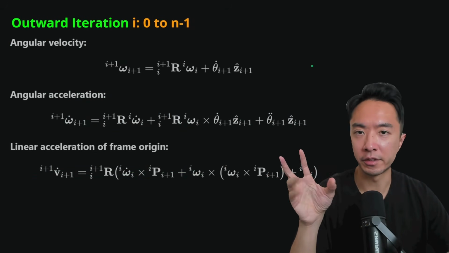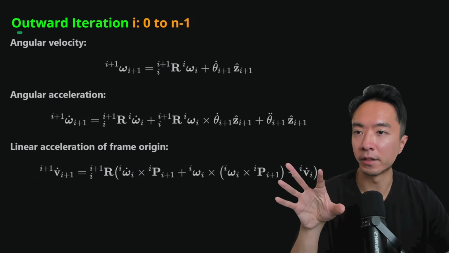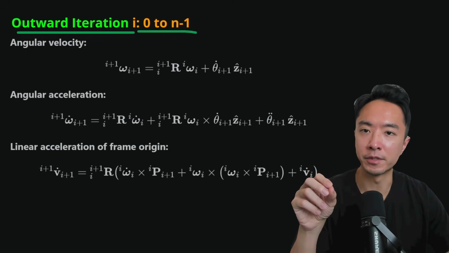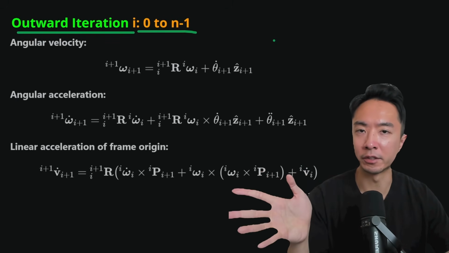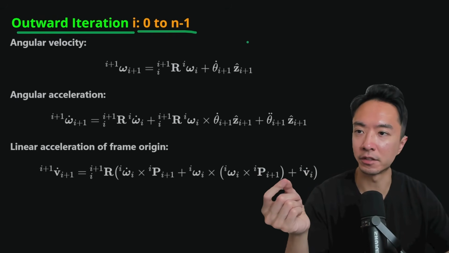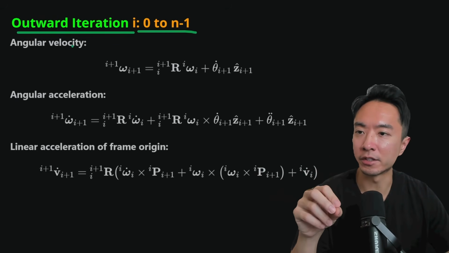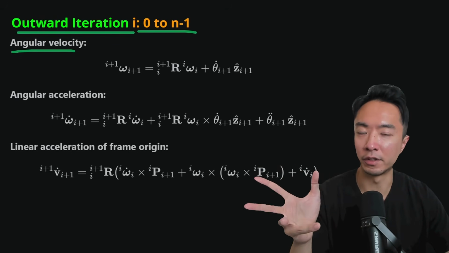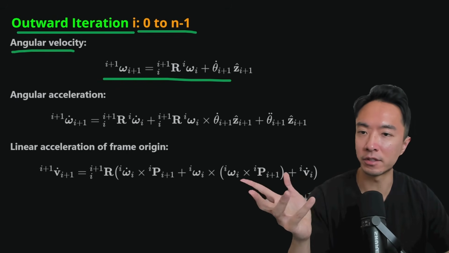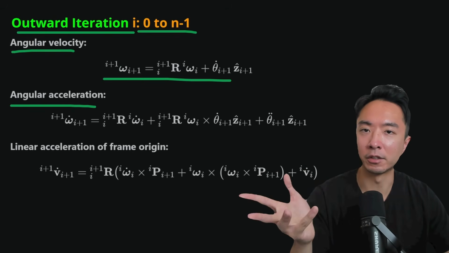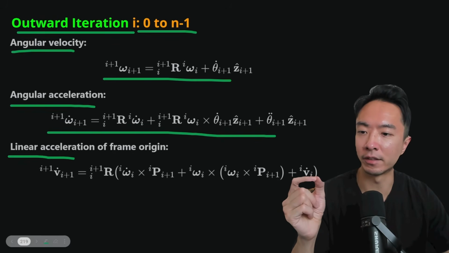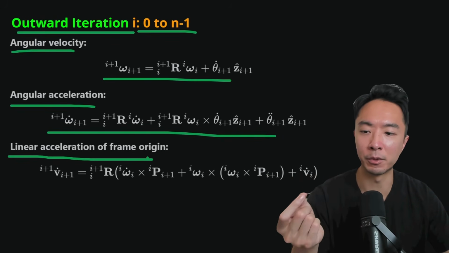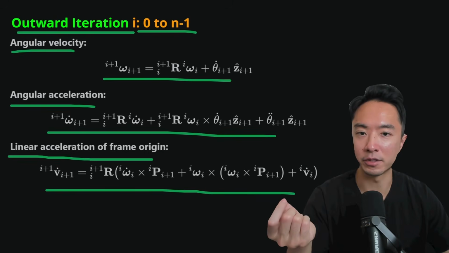So for Newton-Euler, there's going to be two parts to it. We have the outward iteration that will go from 0 to n-1. And then later, we're going to do an inward iteration that goes the opposite direction. So the point of the outward iteration is to start off with your angular velocity. So this is the equation. Then we calculate the angular acceleration. And this is the equation here. And finally, we have the linear acceleration of the frame origin. And you would use this equation.